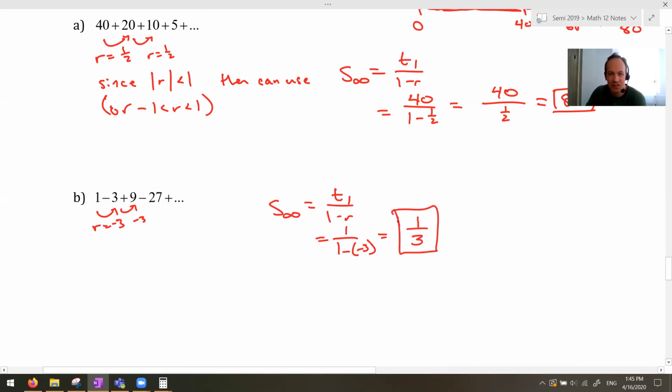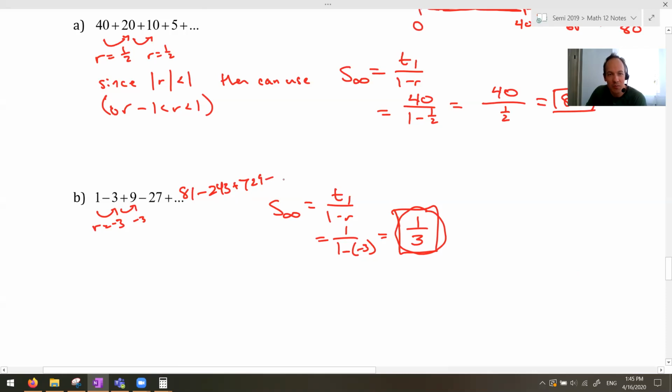Does this even make sense? 1 minus 3 plus 9 minus 27. Because the next term is going to be plus 81, the next one's going to be minus 243, the next one's going to be whatever that is, 729, I think. How can you end up with a number like 1/3 by doing this? What is the last number? Each number keeps getting bigger.